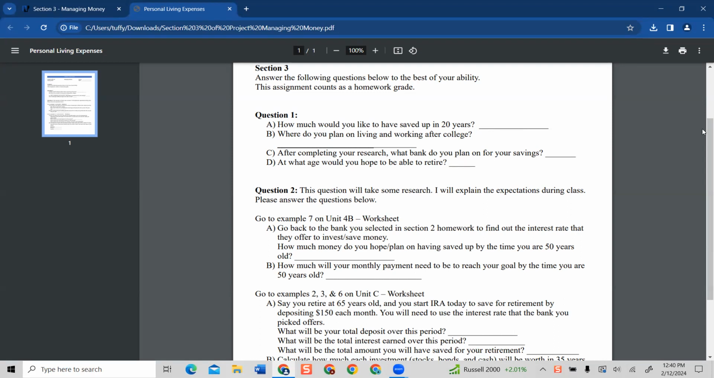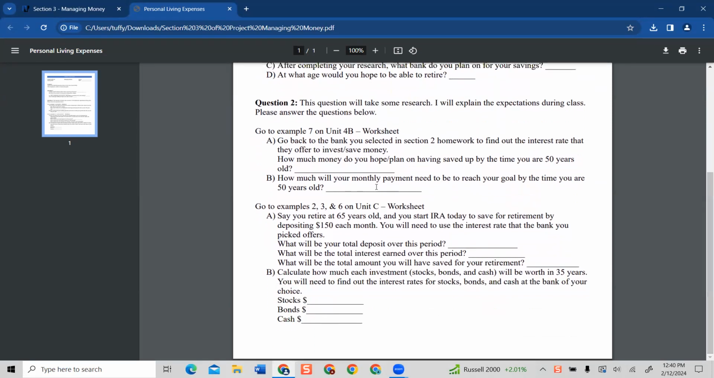Okay, so it's question 2. You're going to have to do some research, okay? And go to example 7 on unit 4B for this A and B part here. So when you go to that section 2 homework, you're going to find the interest rates that you got from the bank, the investment and saving money. Some banks are really good about giving you the percentage for the simple interest and the compound interest. You may get someone that doesn't understand a whole lot of that breakdown, or you may get a bank that really doesn't offer a whole lot. So that's why you want to research.